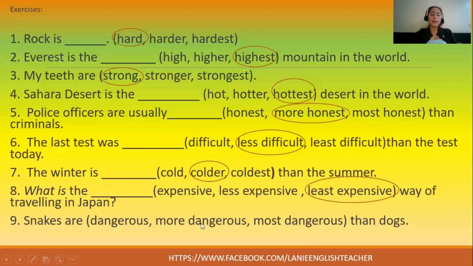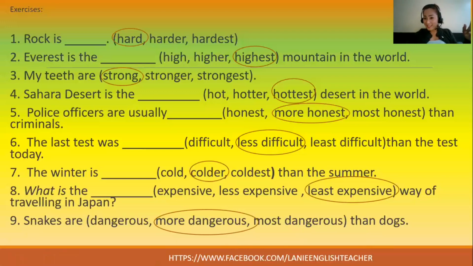All right, last number we have, snakes are blank than dogs. Okay, there are two things being compared here. The noun snakes is compared to the noun dogs. So it's very clear that the adjective that we're going to use is in comparative form. So which one is in comparative form? Dangerous, more dangerous, or most dangerous? The correct answer is more dangerous.